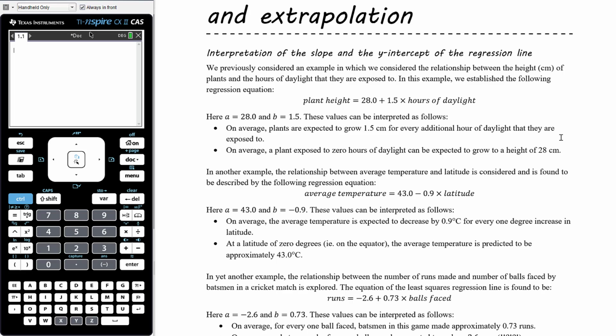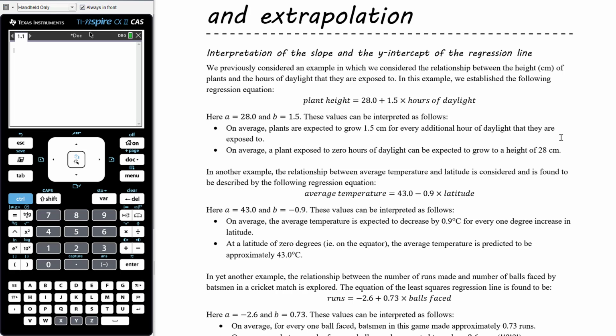Okay, so in the last video we did an example where we looked at the relationship between the height in centimetres of plants and the hours of daylight that they're exposed to. And we established the following regression equation. Plant height was equal to 28 plus 1.5 times hours of daylight. So in this instance, a, which is the y-intercept, is 28, and b, which is the gradient or the slope, is 1.5. And the interpretation of those values would be as follows.